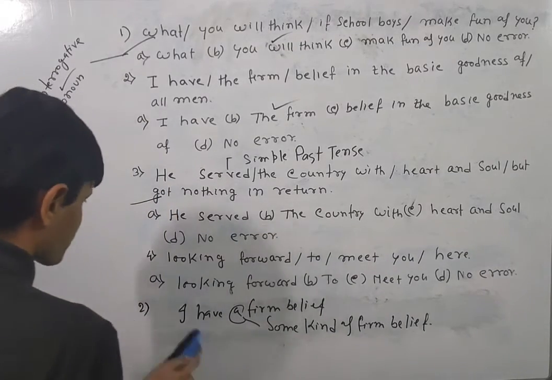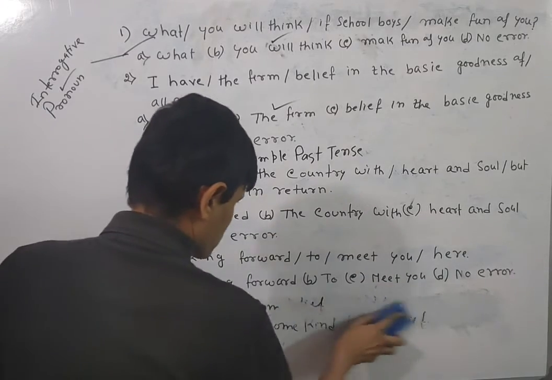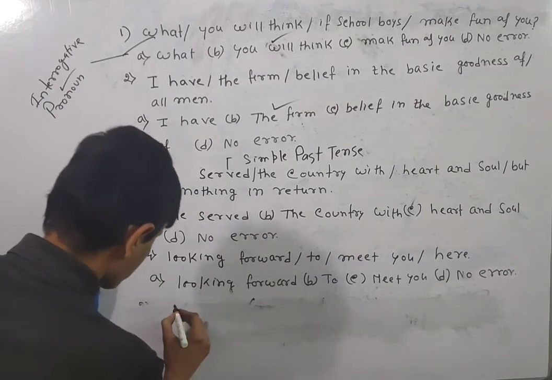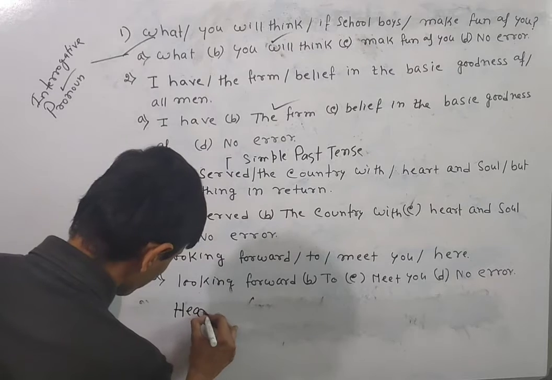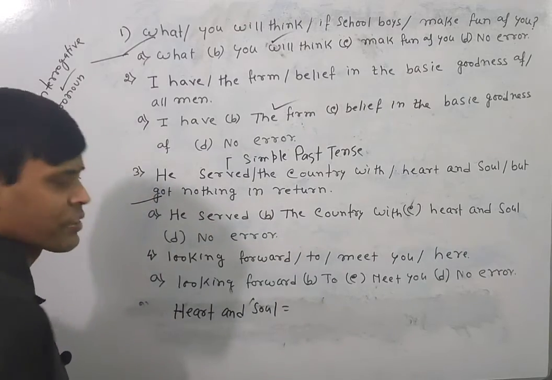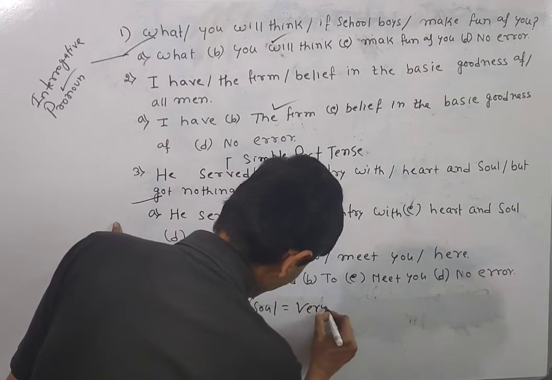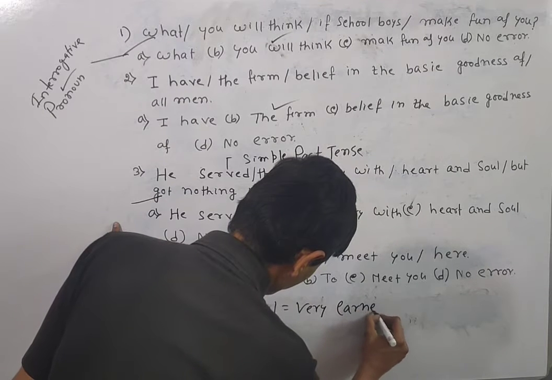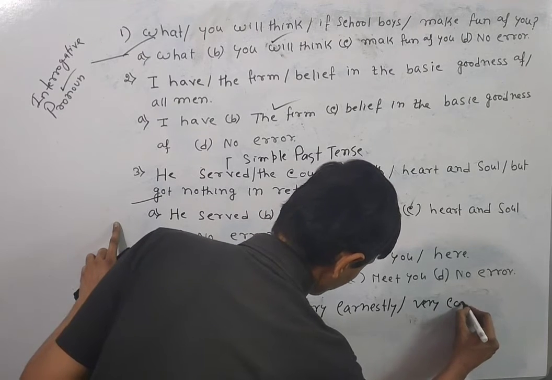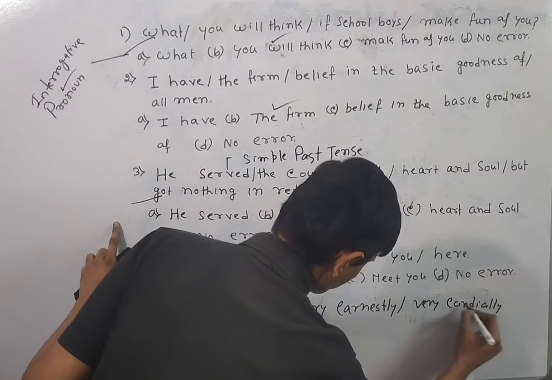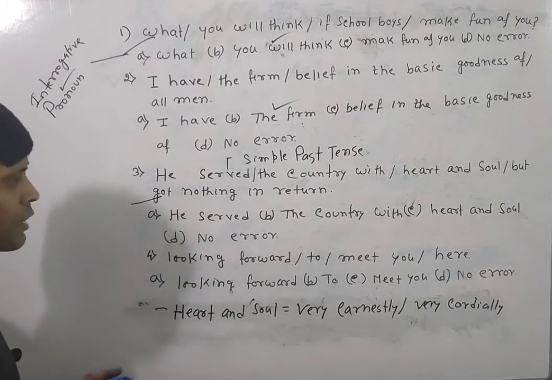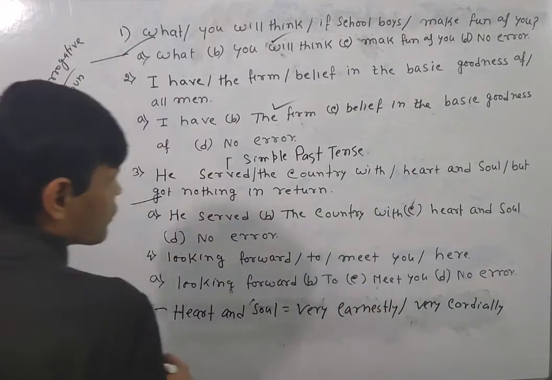If we write this, we should say heart and soul. What is the actual meaning of heart and soul? It means very earnestly, or very cordially. So we generally do not use any kind of preposition before this. This means we have already used a preposition here. So this is the mistake.